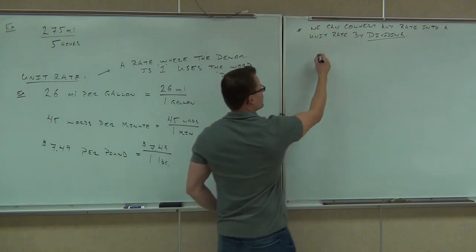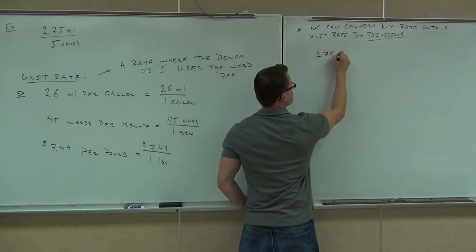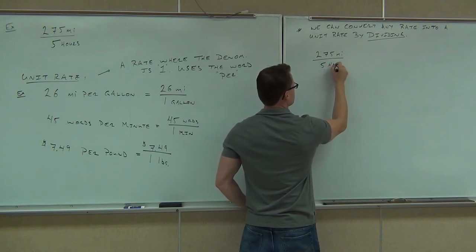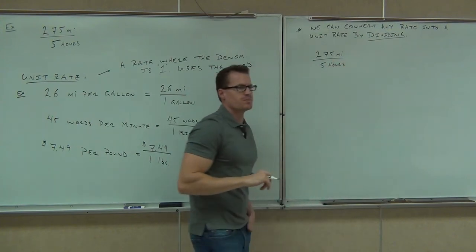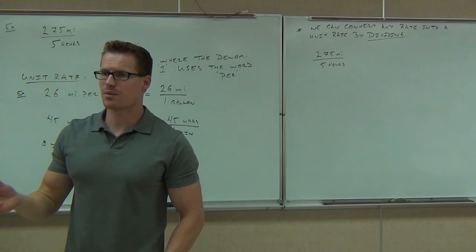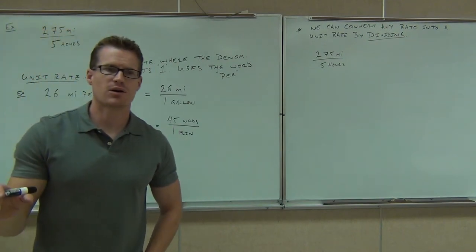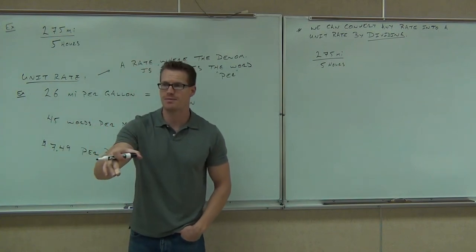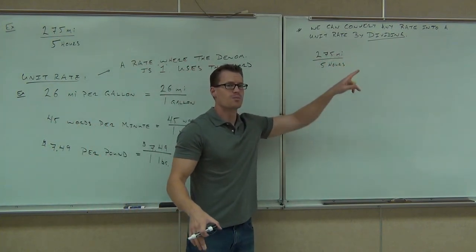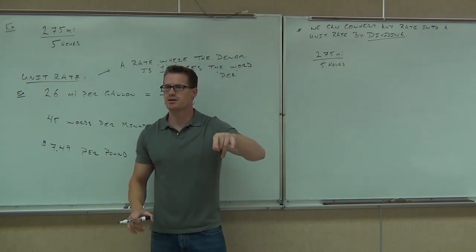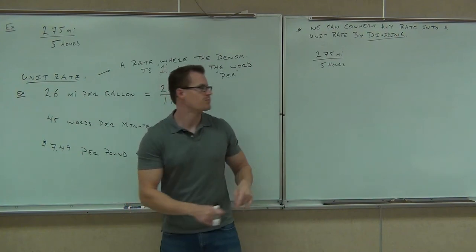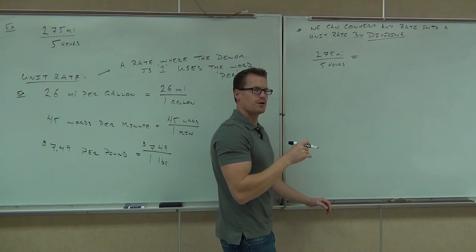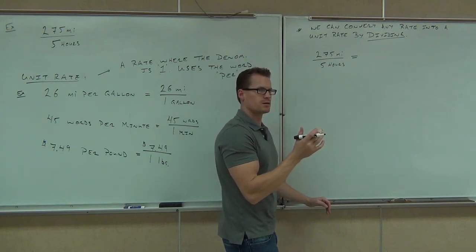Let's try that. If you went 275 miles over 5 hours, let's do that division. You have calculators. If you want to use a calculator, no problem. I would recommend that. Take your calculators out. Let's do 275 divided by 5. You can do it mathematically because it is divisible by 5, but you can do it on a calculator as well. How much are you going to get? 55. Okay, 55 what? Miles per hour.